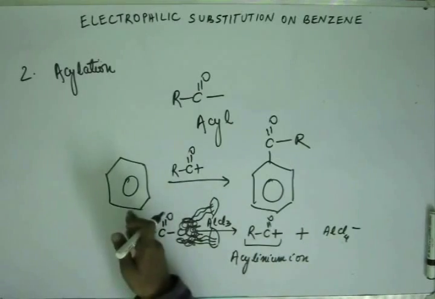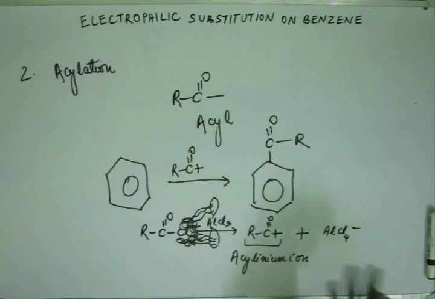The acylium ion will go to the benzene ring, form a sigma complex, and substitute hydrogen from benzene, giving electrophilic substitution on benzene. And that's it. This is acylation. Now any exam is not going to ask straight away like this. What they do is they do a little bit of twist.